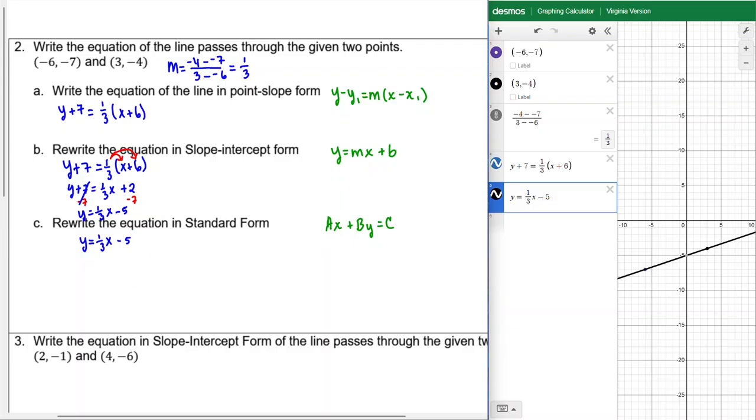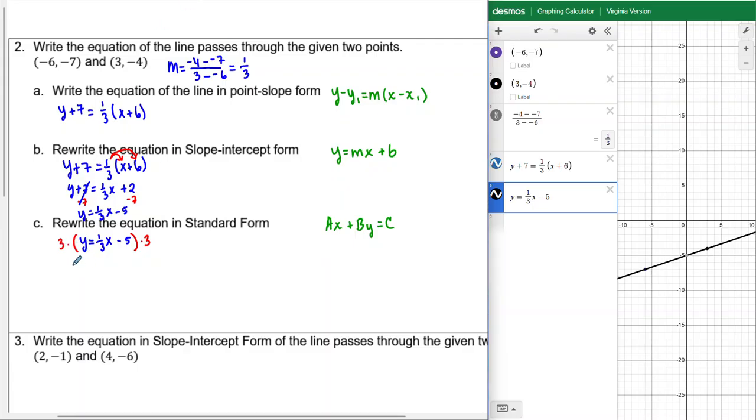Okay, so in standard form, notice that there's no fractions. They're all whole numbers, and also a has to be positive. So let's go ahead and clear the fraction. Since it's a fraction, I cannot have fractions. So to clear it, I'm just going to multiply the whole equation on the left side and the right side by this number 3. Okay, and then we're going to distribute.